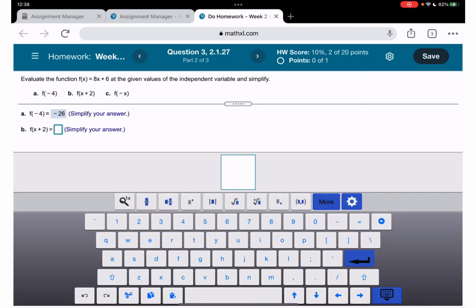Let's write down 8x. Where is plus? Okay, I can't find here plus. See, I'm facing problem here.